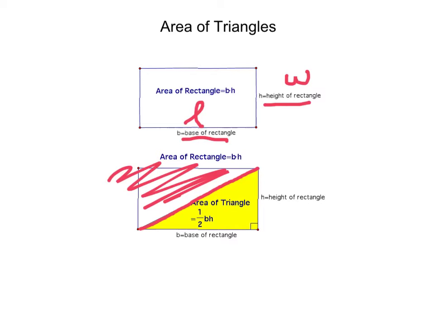A rectangle is a parallelogram with four 90-degree angles. If I take a typical parallelogram that has obtuse and acute angles like this, the area would be base times height. But if I cut that in half, let's say I drew a diagonal line like this, I would have a triangle, wouldn't I? And the area of that triangle would be the base times the height times 1/2, just like with the rectangle. So all triangles are actually half of a parallelogram.